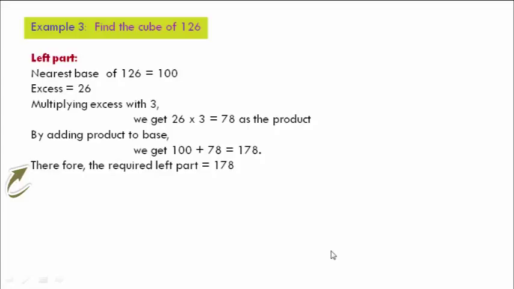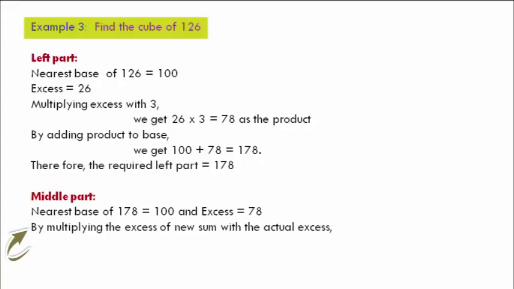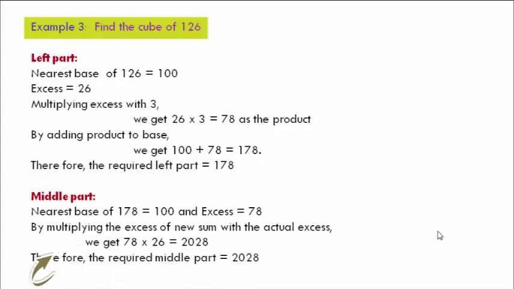After completing the process of left part, let us move to the process of middle part. In the middle part, the first step is to take the new number, that is 178, the answer we got in the left part, and find the nearest base and the excess for this number. The nearest base for 178 is 100 and the excess when compared with the base is 78. Then we have to multiply the excess of the new sum with the actual excess. Therefore 78 into 26 is equal to 2028, and the product 2028 is treated as the middle part.